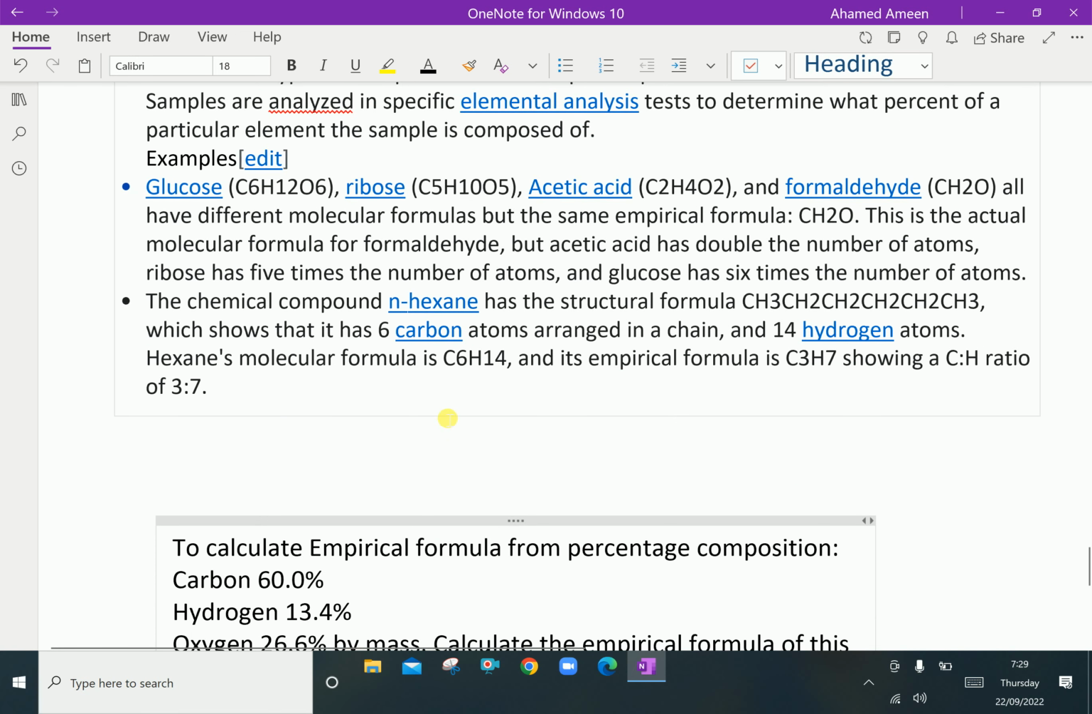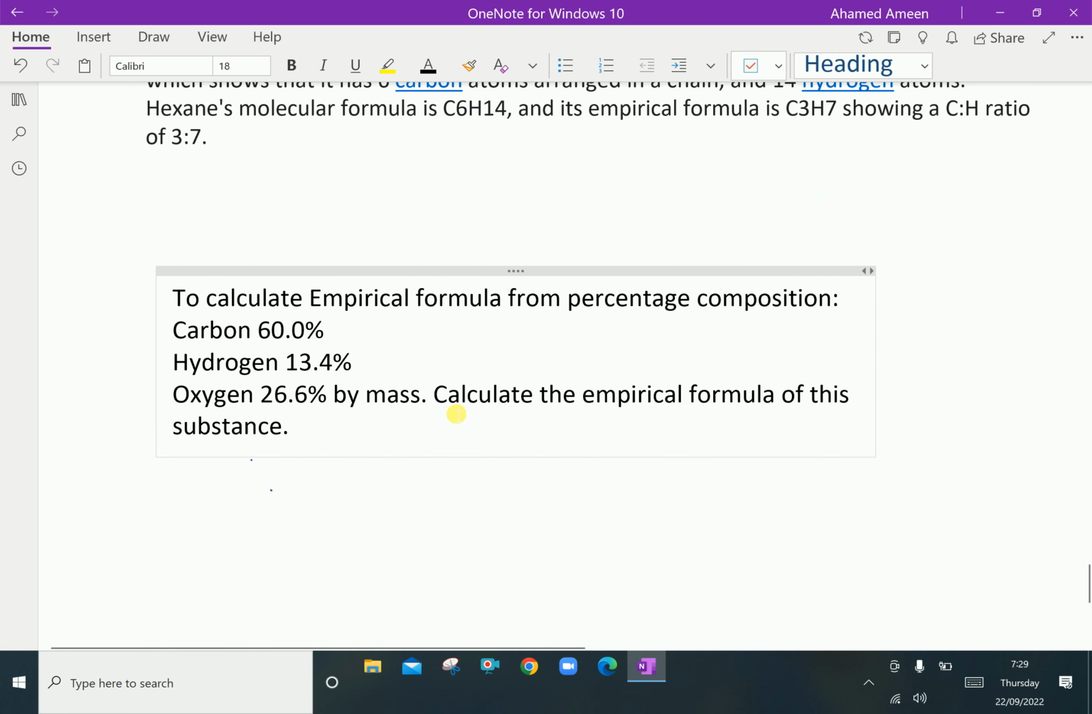Now, in a simplified manner, what is the empirical formula? It is a chemical formula that shows the composition of a compound in terms of the relative numbers and kinds of atoms in the simplest ratio. Now we'll understand this concept by using an example problem.